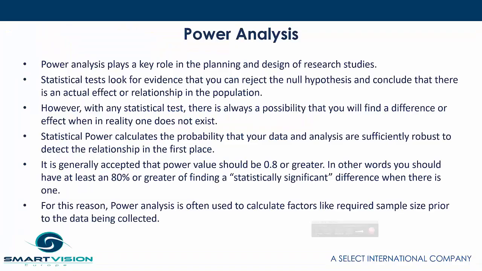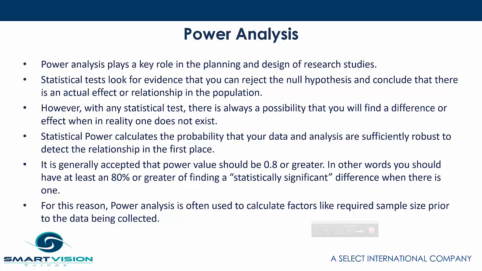If you're not familiar with power analysis, it plays a key role for many researchers in the planning and design of research studies. So statistical tests, as we know, look for evidence that you can reject the null hypothesis and conclude that there is an actual effect or relationship in the population. But in any statistical test, there's always a possibility that you will find a difference or an effect when in reality one does not exist, or what's known as a type 1 error. There's also the possibility, of course, that you will miss an effect because the sample size wasn't large enough or something like that. So that's a type 2 error.